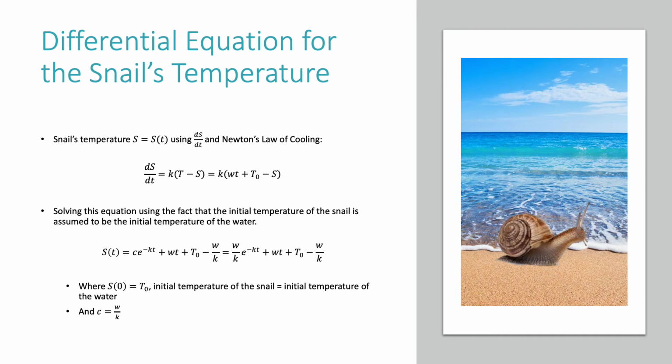Using S of t to represent the snail's temperature and Newton's law of cooling, we can create the following differential equation to represent the snail's temperature with shell insulation. The differential dS/dt equals our constant rate of proportionality times the temperature of our water minus the temperature of the snail. And we can simplify this further by plugging in our previous equation for the temperature of the water. Solving this differential equation using the fact that the initial temperature of the snail is assumed to be the initial temperature of the water, we can get our new mathematical model for the snail's temperature at any given time. Small t is our variable, and w, k, and T naught are constants.